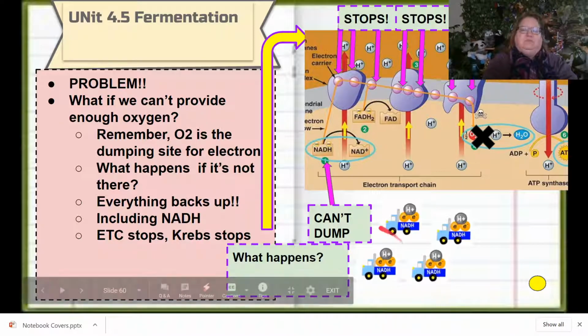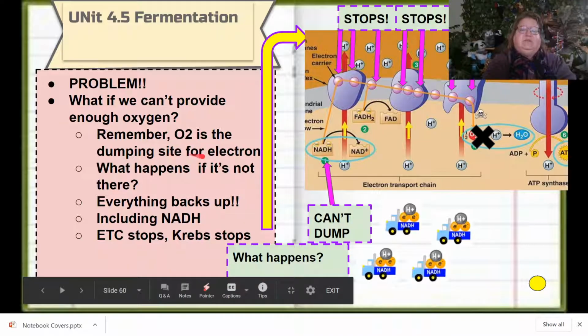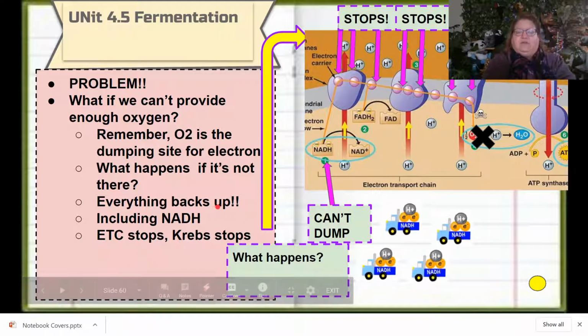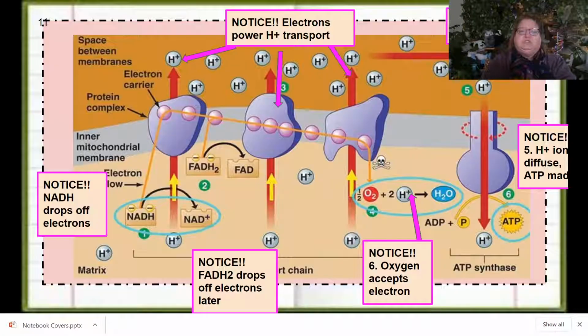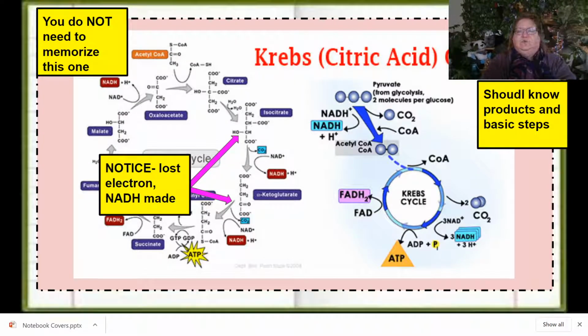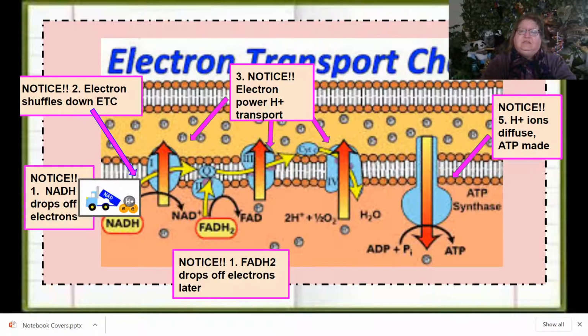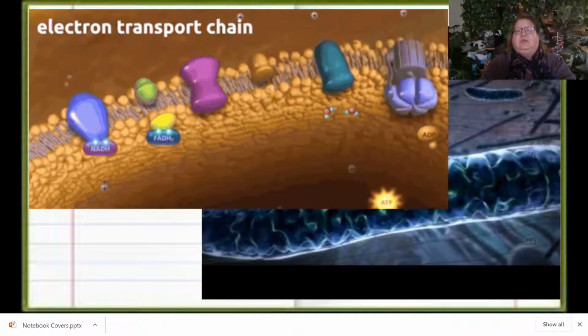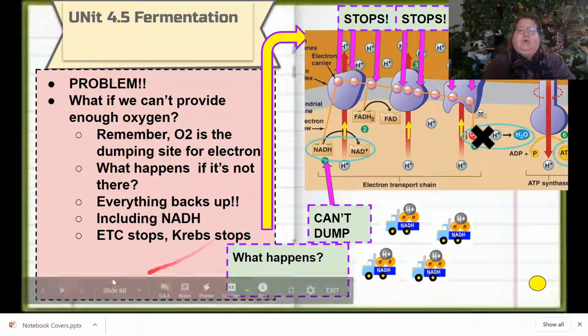So here's the problem. Oxygen is the dumping site for electrons. Everything backs up, including NADH. And if NADH can't return empty, then the electron transport system stops. Remember, the electron transport chain, let me go back here. The electron transport chain is only able to pick up electrons from glucose and pyruvate, and if it's empty. So if NADH isn't empty, then we got a problem. And so everything would stop.